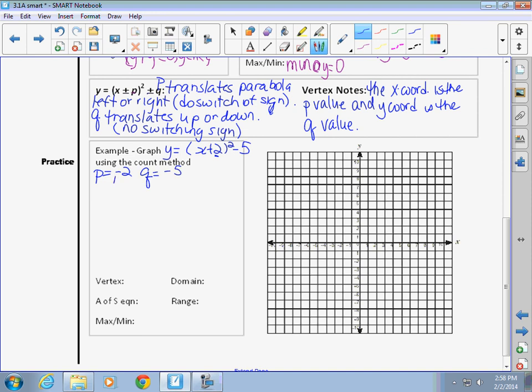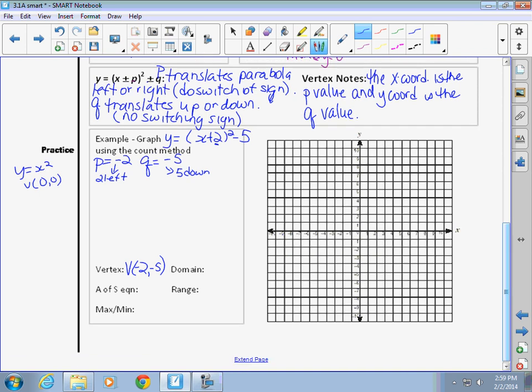So this means I'm going to go 2 left. This means I'm going to go 5 down. So 2 units to the left and 5 units down. Remember, my base graph would be y is equal to x squared, so my vertex for that would be at 0, 0. My vertex for this one now is going to be at that p and q value. So my vertex is going to be at -2, -5. So my vertex was -2, -5 right here.